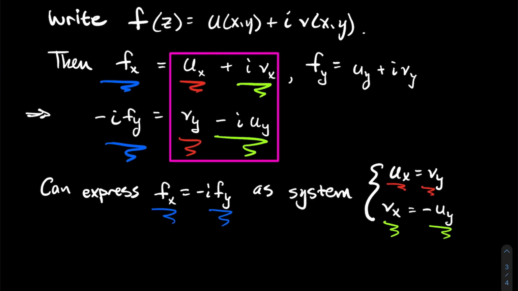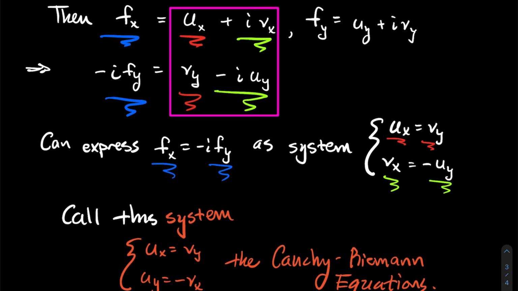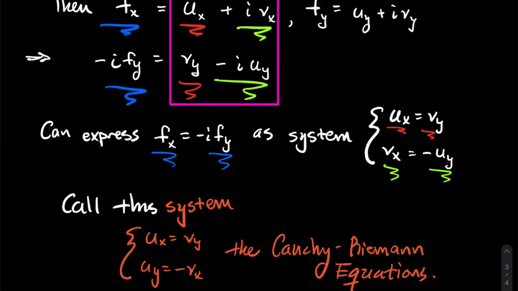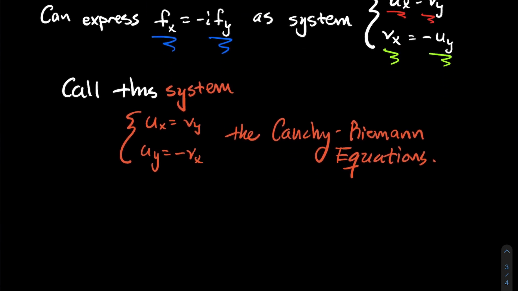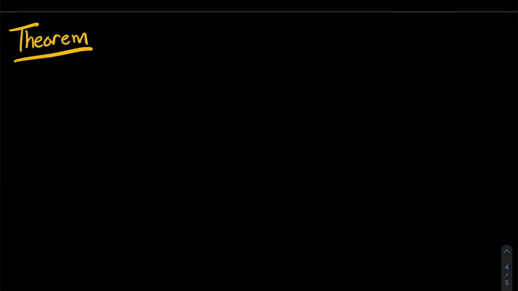Now, this system is super duper important. We're going to call this system, which again consists of two equations, partial of u with respect to x is equal to partial of v with respect to y, and the other equation is partial of u with respect to y is equal to minus partial of v with respect to x. Notice I just moved the minus sign over. That's okay. That's how I personally like to write it. We're going to call this the Cauchy-Riemann equations. Ta-da, we've got them.